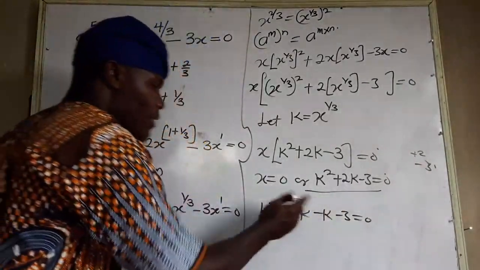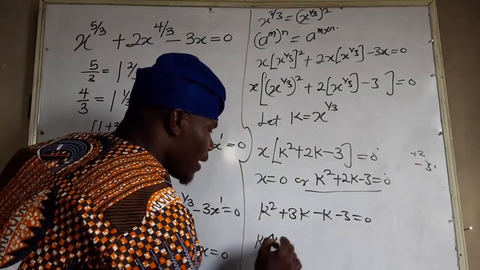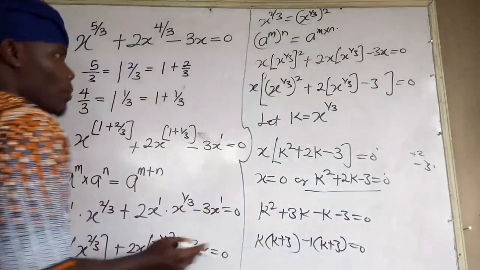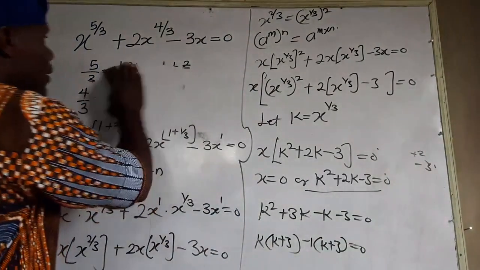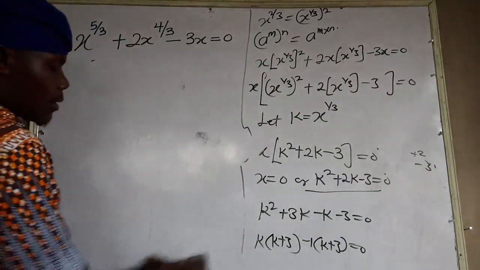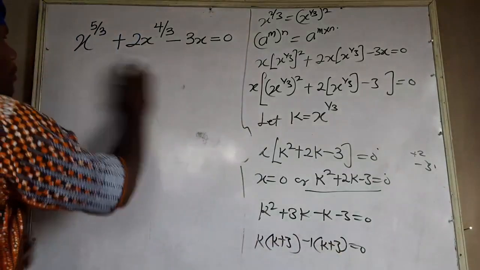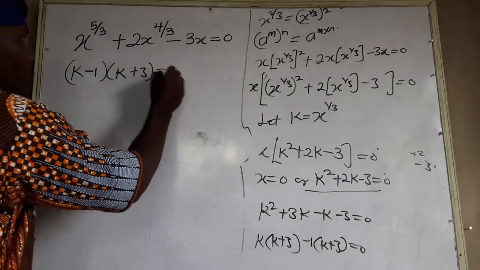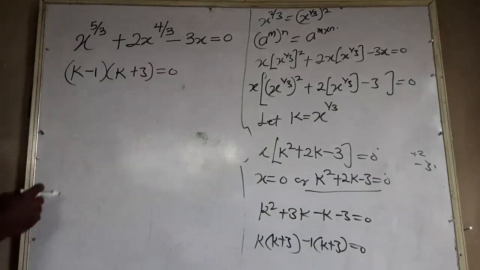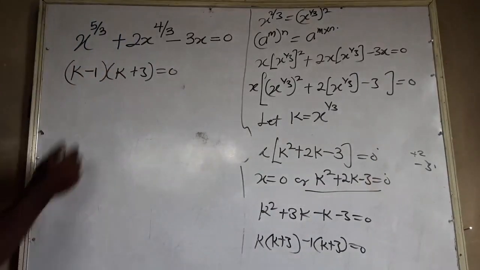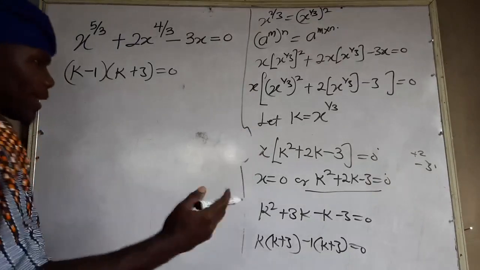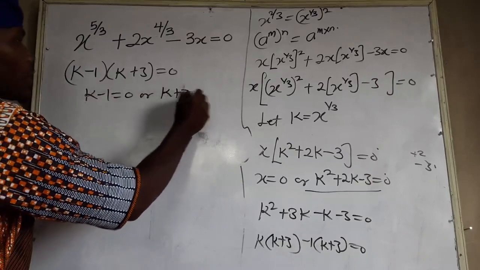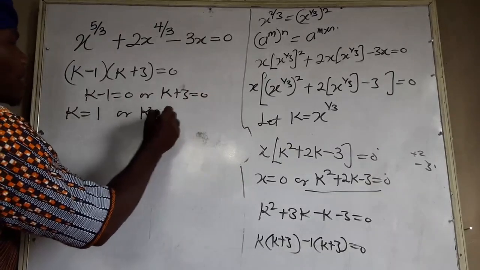So therefore, let's try to group it. We have k is common, we have k plus 3. Minus 1 is also common here, we have k plus 3 is equal to 0. So let's proceed from here. Now, let's use it to have k minus 1 times k plus 3 is equal to 0. So if these are the two factors of this quadratic equation, I am able to say that when two variables multiplied together give us 0, it means either k minus 1 is equal to 0 or k plus 3 is equal to 0. k is equal to 1 or k is equal to minus 3.